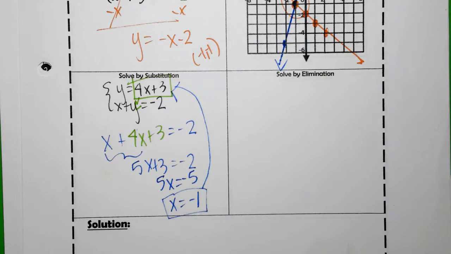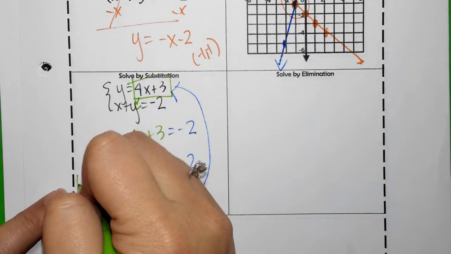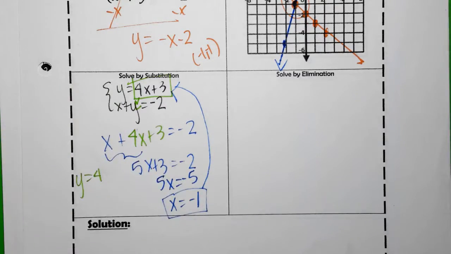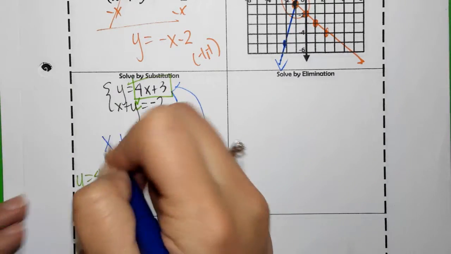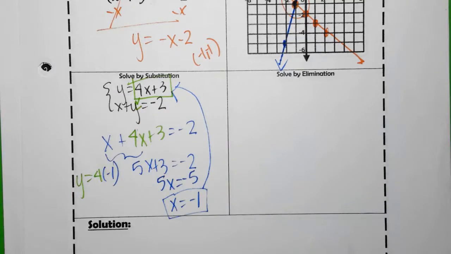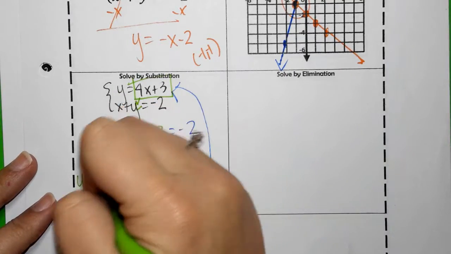Negative 1 plus 3. So it's negative 4 plus 3. I need to write out equals negative 1.